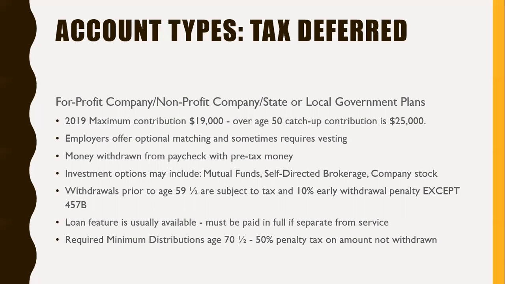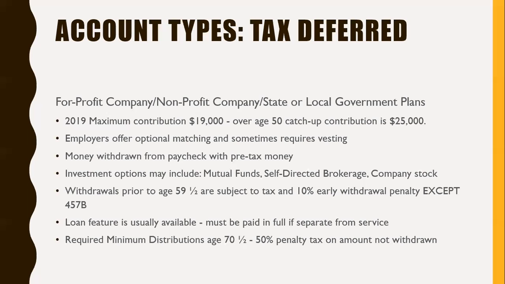Some rules that apply to a tax-deferred account is that usually withdrawals prior to age 59 and a half are subject to tax and a 10% early withdrawal penalty, except the 457B plan, which does not have the early withdrawal penalty associated with it at any age.